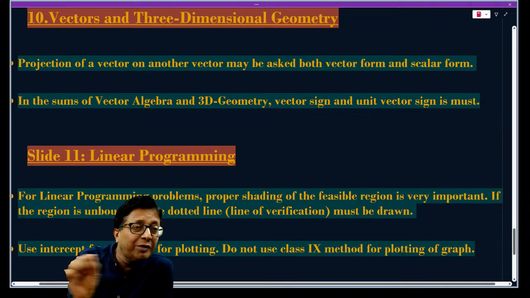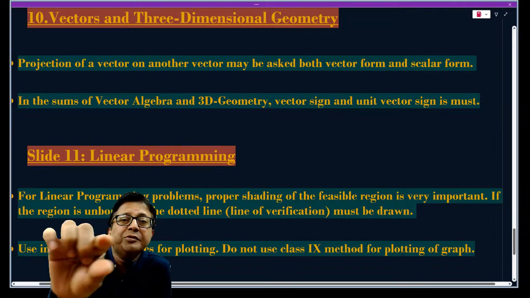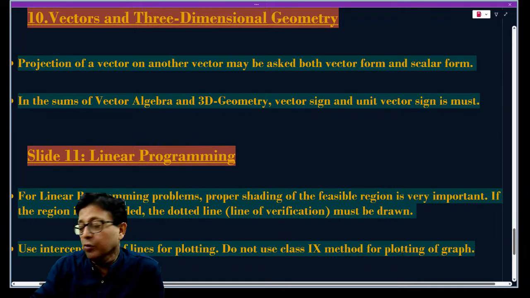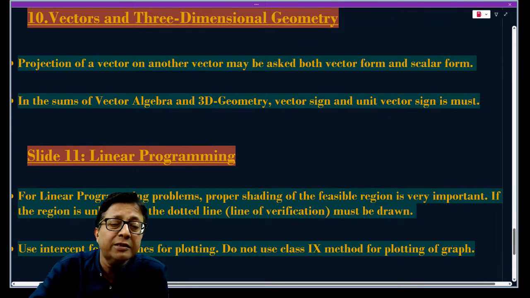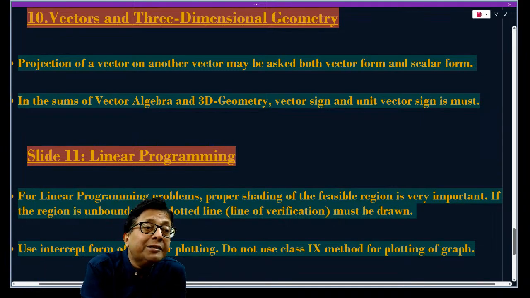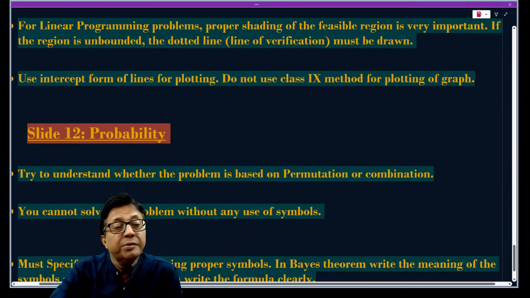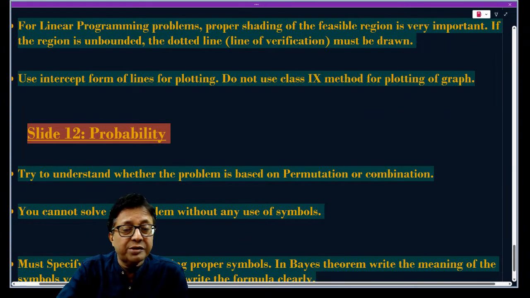That x and y, for this value of x, this value of y, the way you used to do in class 9, please don't go for it. You will express the line in equation form, then express in intercept form, and then go for plotting. Straight. Because you are class 12 students.